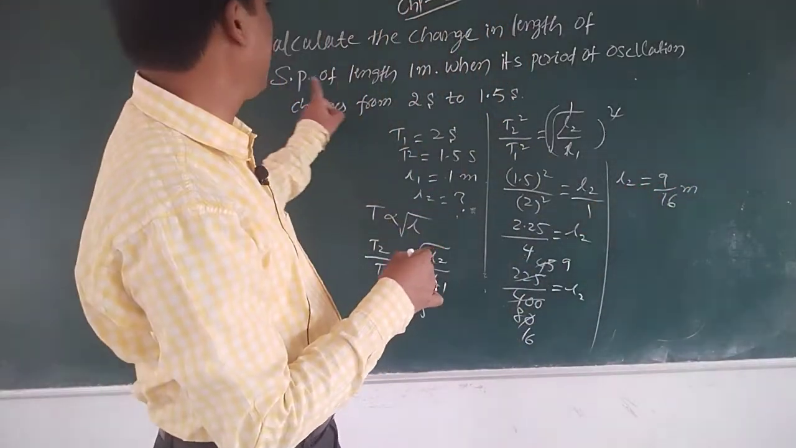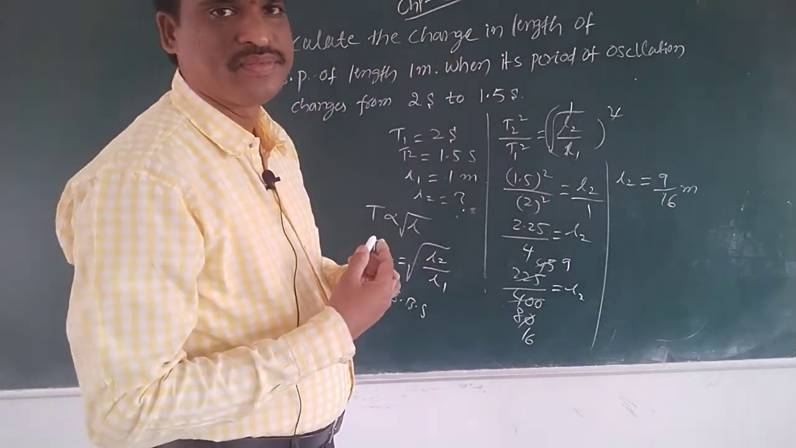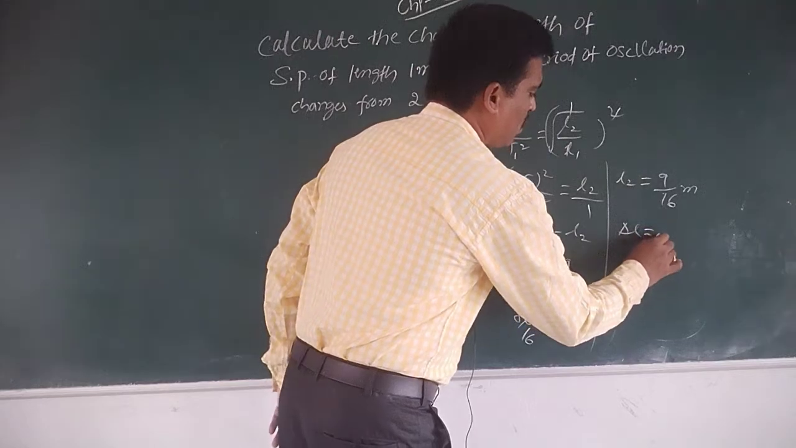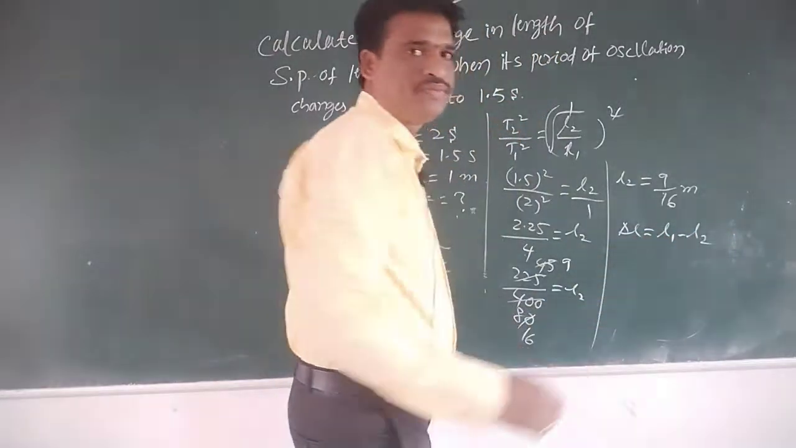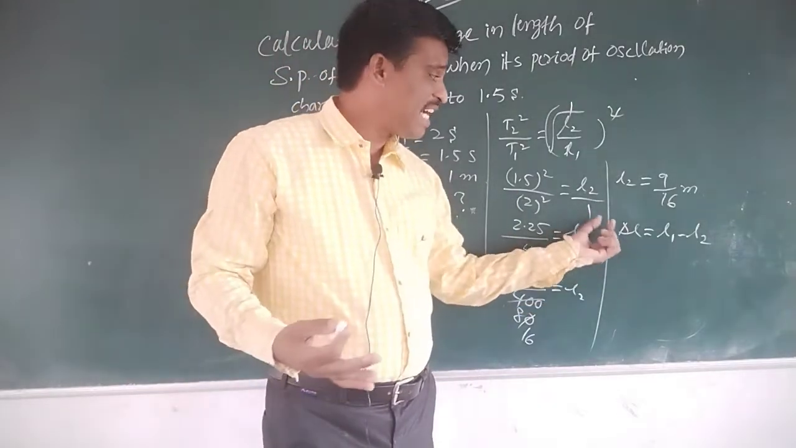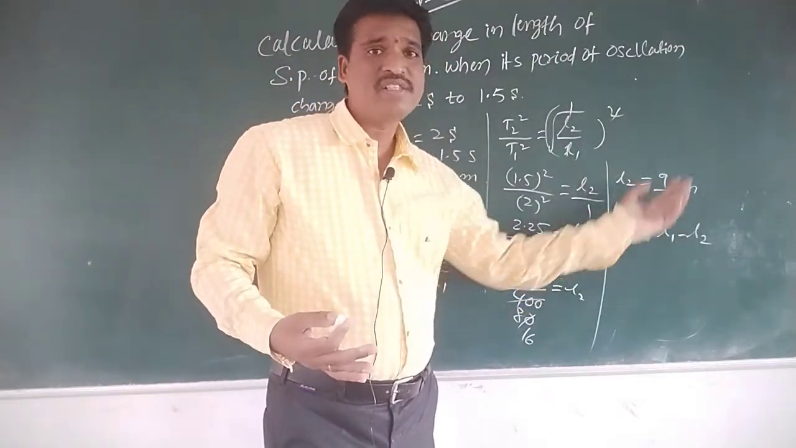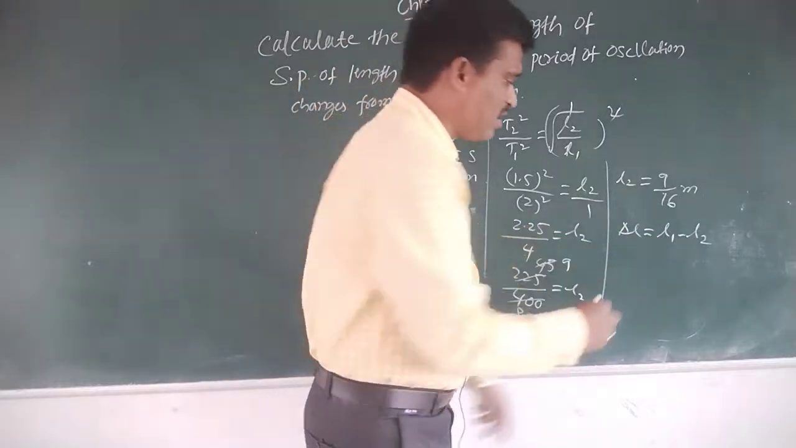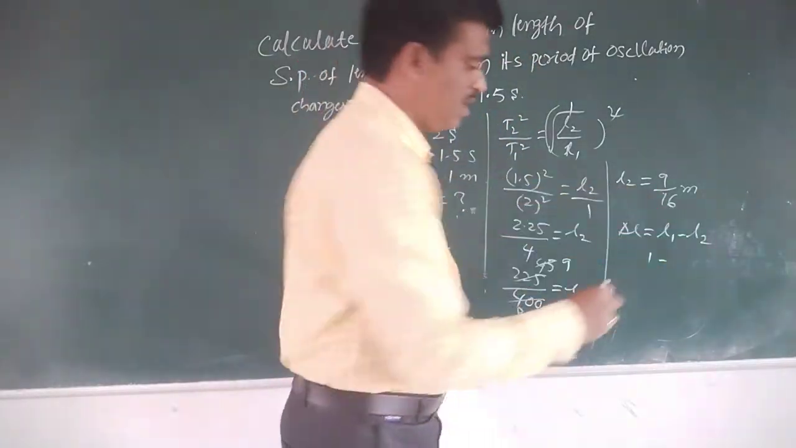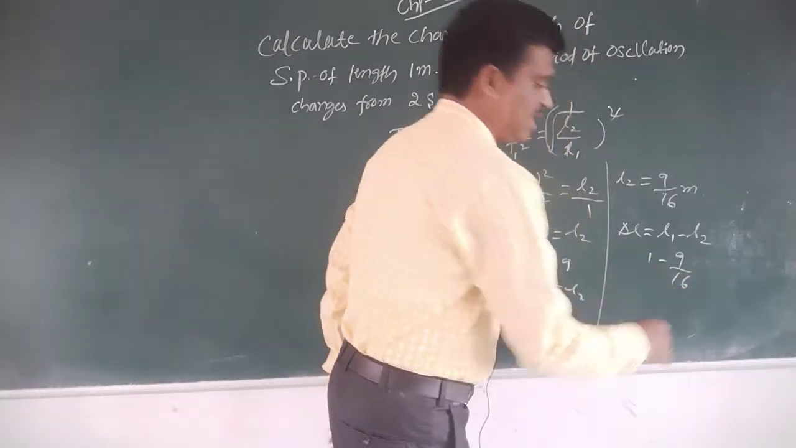But what they asked is the change in length. Change in length comes as delta L is equal to L1 minus L2. Delta is the symbol of change in length, that is, initial length minus final length. What is the initial length? 1 meter. And what is the final length? We got 9 by 16.